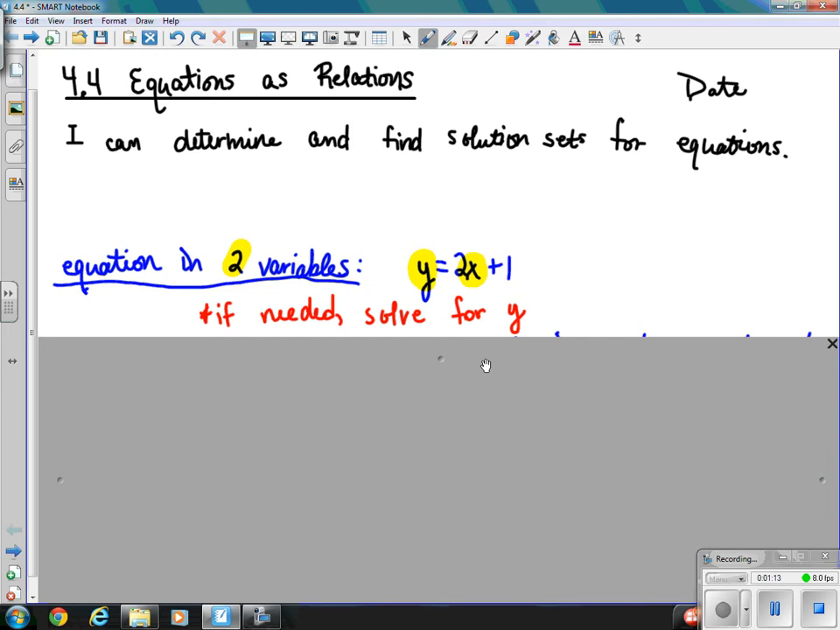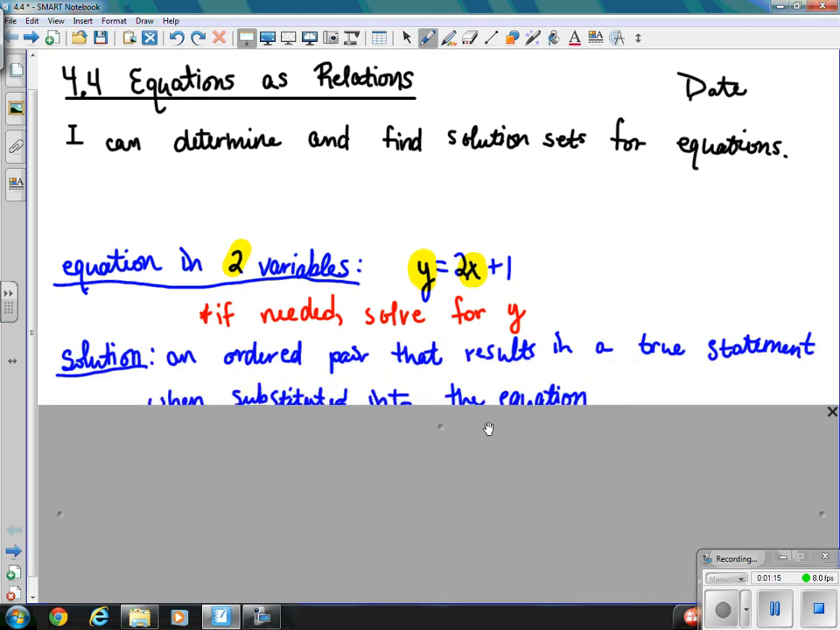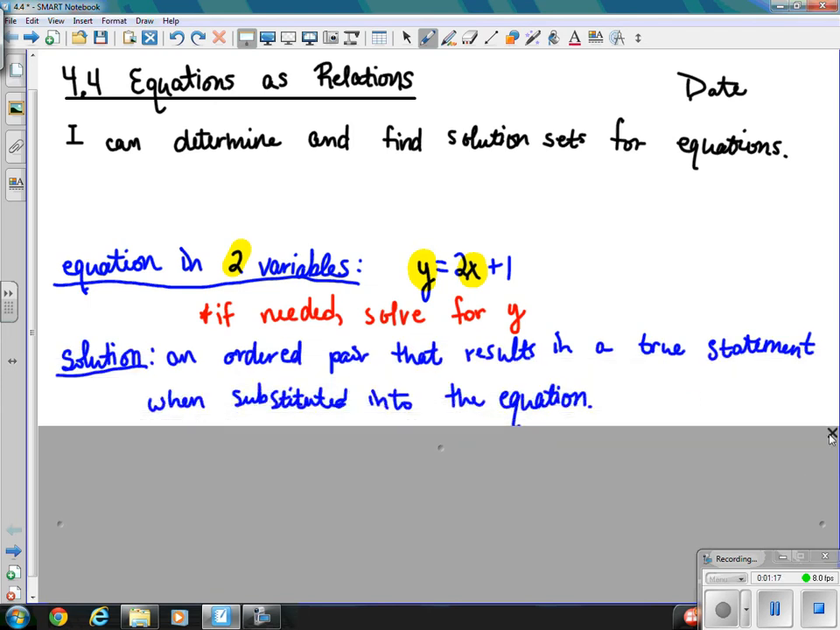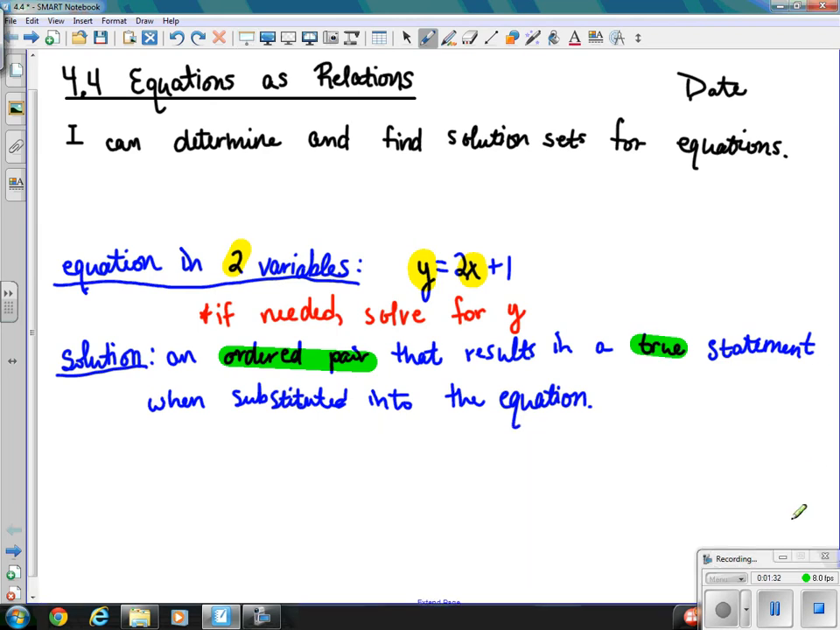Okay, our second vocabulary word is solution. And solution is an ordered pair. So if you remember, ordered pairs have your x and your y value in them. So a solution is an ordered pair that results in a true statement when substituted into the equation. And true just means that it works.